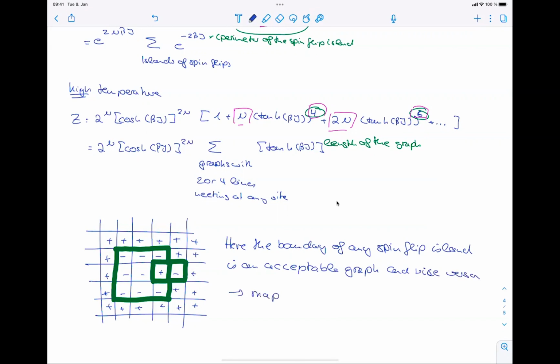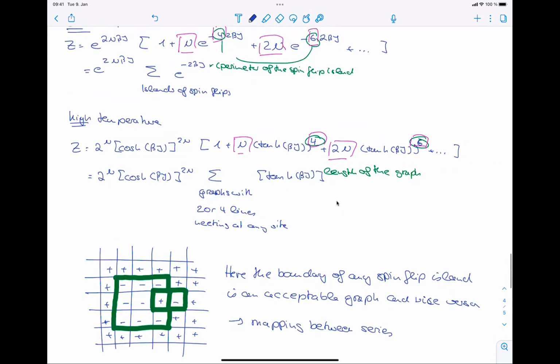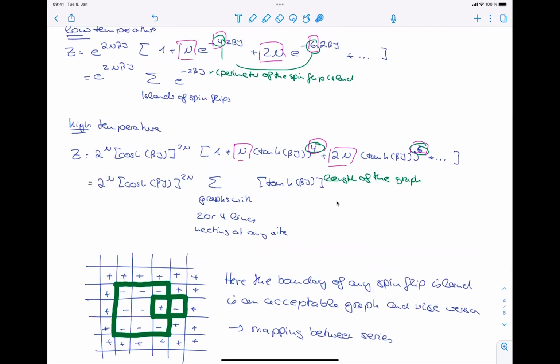So this tells me that there's a way how I can map between these 2 series. Because the only thing that's different is that obviously I'm taking something different into the exponent, right? But what I could now say is, there's a mapping. I can define a beta J tilde that happily maps onto this tanh function. And then if I perform this mapping, I can go from the low to the high temperature series.